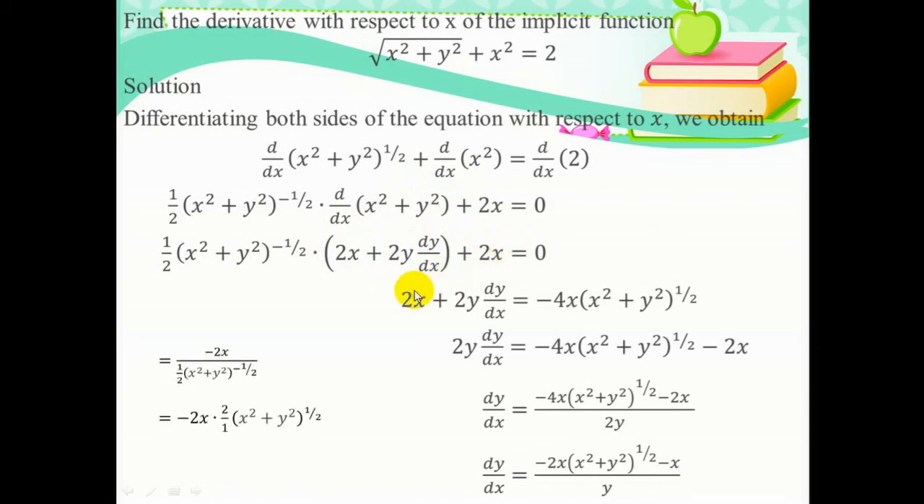Okay, you need to move the term here like this, minus 2x over one half times (x squared plus y squared) to the power minus half. So the result will be like this: 2y dy over dx equals minus 4x (x squared plus y squared) to the power half minus 2x. So you can get the conclusion dy over dx equals minus 2x (x squared plus y squared) to the power half minus x over y.